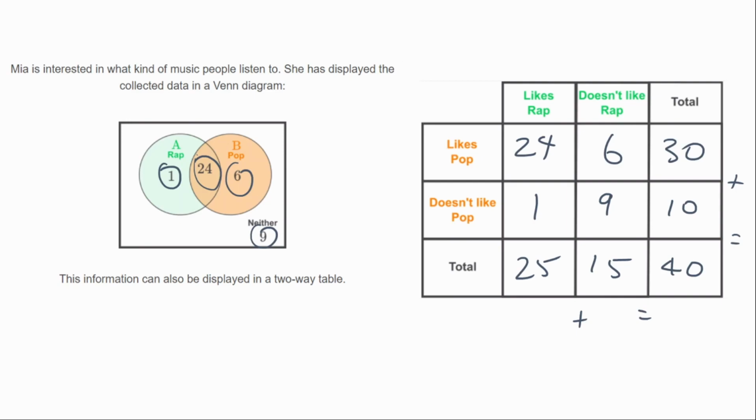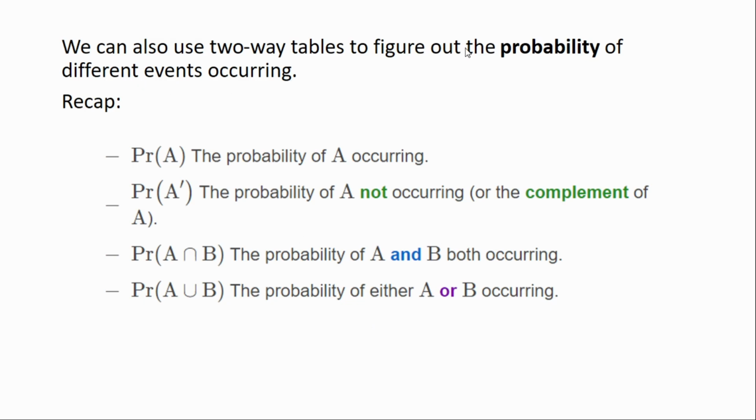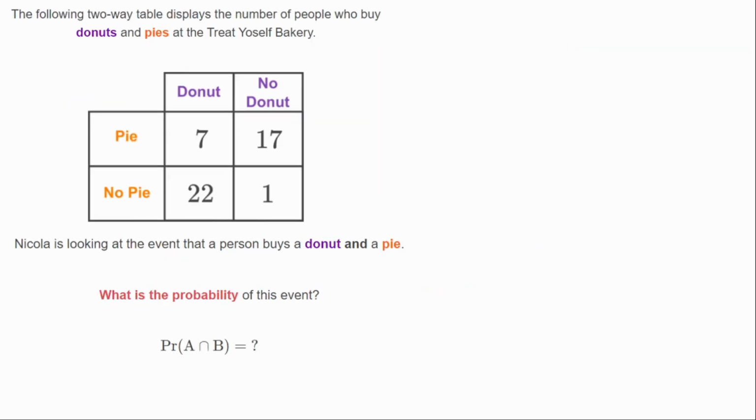And our last goal for today was to find the probability of events using a two-way table. So over here, we can also use two-way tables to figure out the probability of events occurring. And just a recap of the symbols, this one up the top meant probability of A occurring. Next one's probability of not A. This one's probability of both A and B. And this one at the bottom is the probability of either A or B. Alright, let's have a go at this problem here.